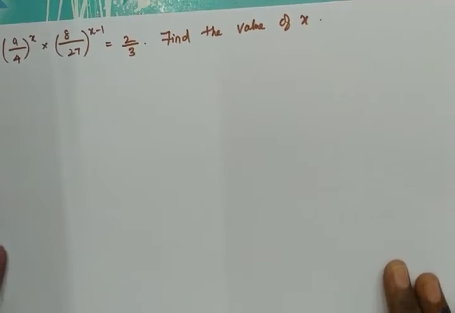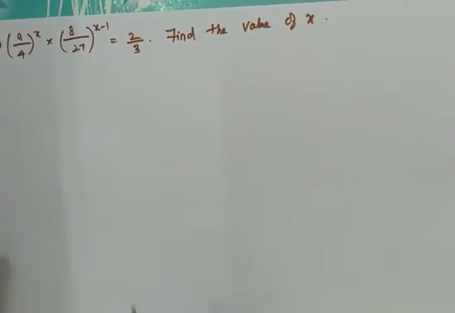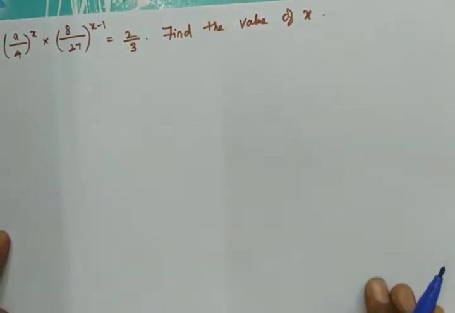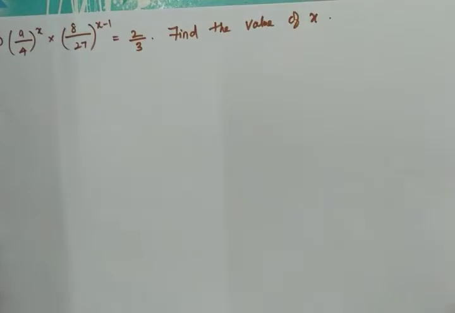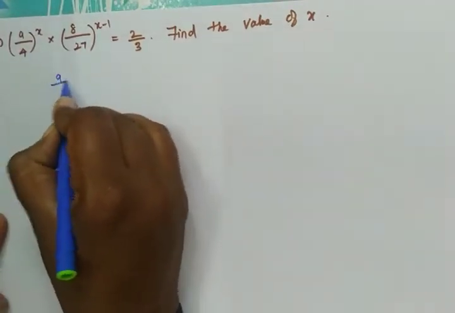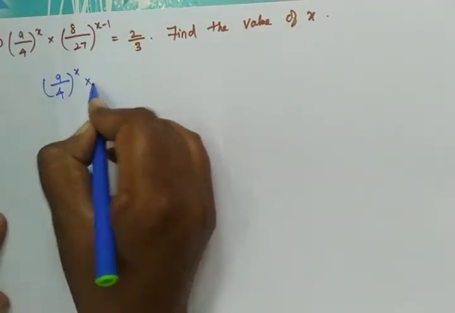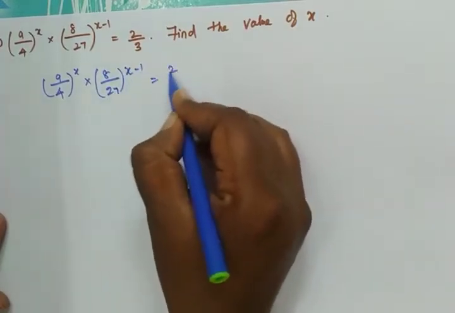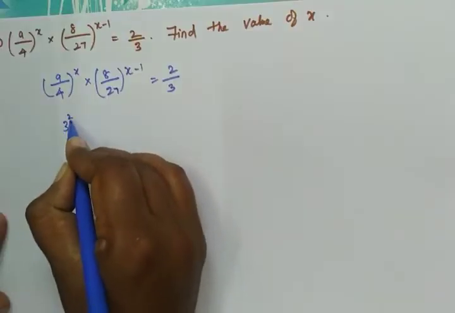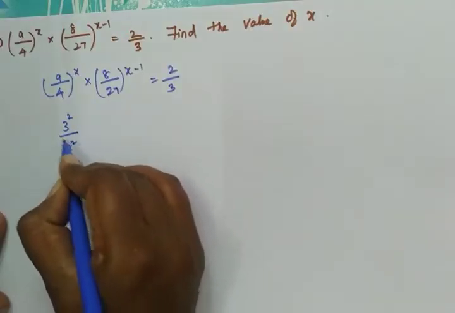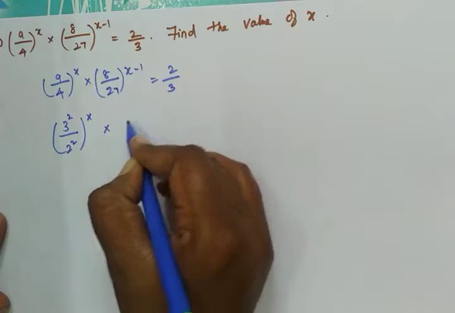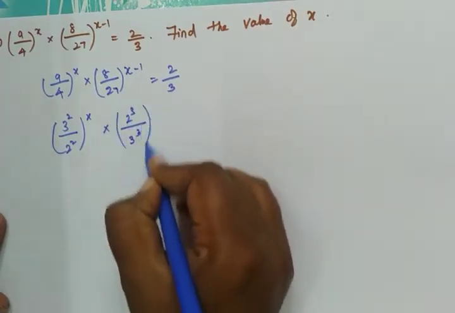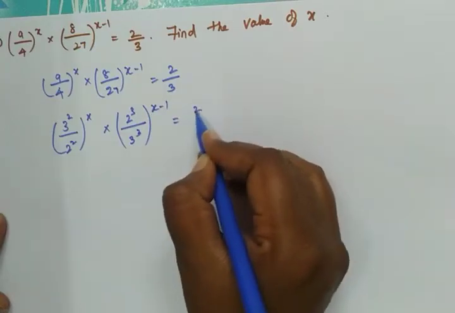This is the question. (9/4) the whole power x into (8/27) the whole power x minus 1 is equal to 2/3. Now we have to find the value of x. So we can write this as (3 square by 2 square) the whole power x into (2 power 3 by 3 power 3) the whole power x minus 1 is equal to 2 by 3.